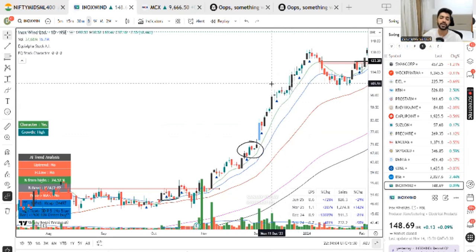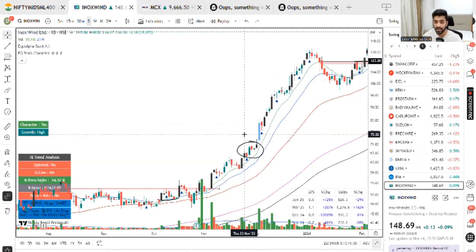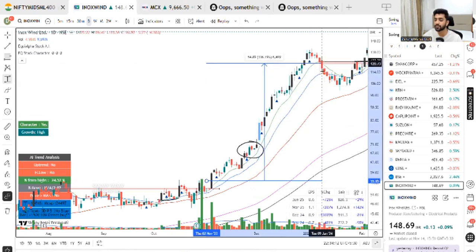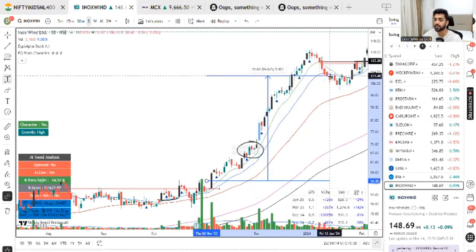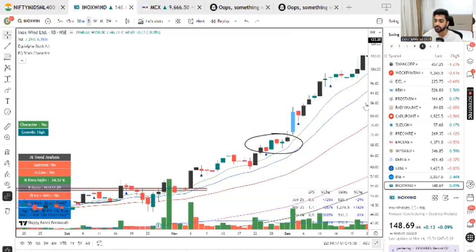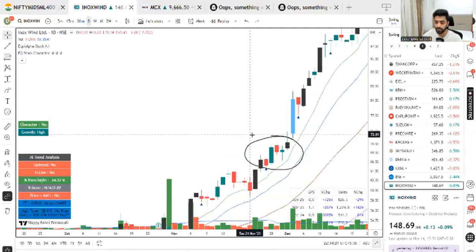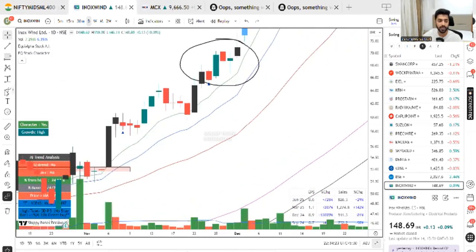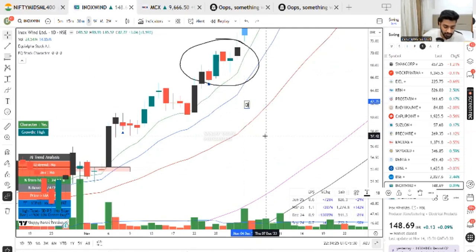I'll wait for more, maybe 25, 30%, 35%. I'll exit some part of the position, and for the balance I'll look for a close below 10, a decisive close like this one here or maybe here. Now here also it closed below 10. So this is what I want you to think about. It should be a decisive close.